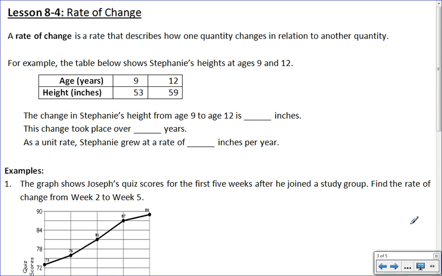Lesson 8.4, rate of change. The rate of change is a rate that describes how one quantity changes in relation to another quantity. For example, the table below shows Stephanie's heights at ages 9 and 12.